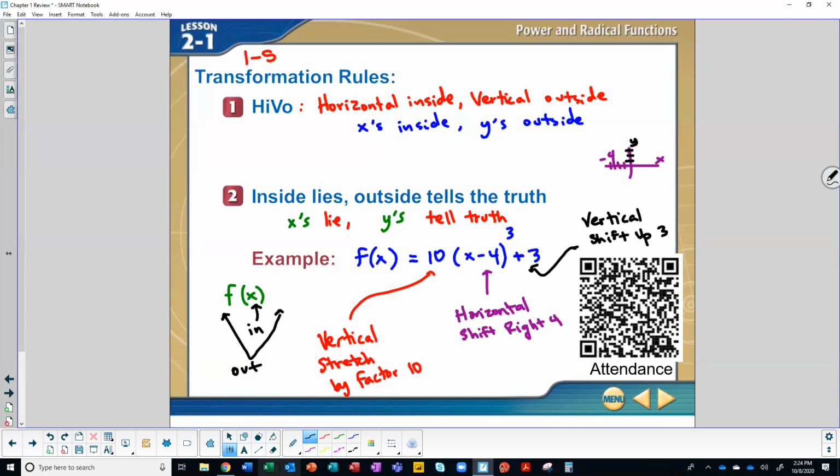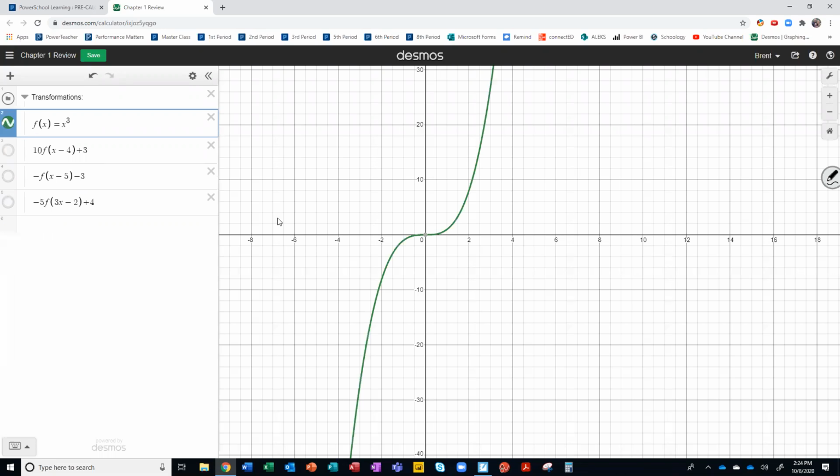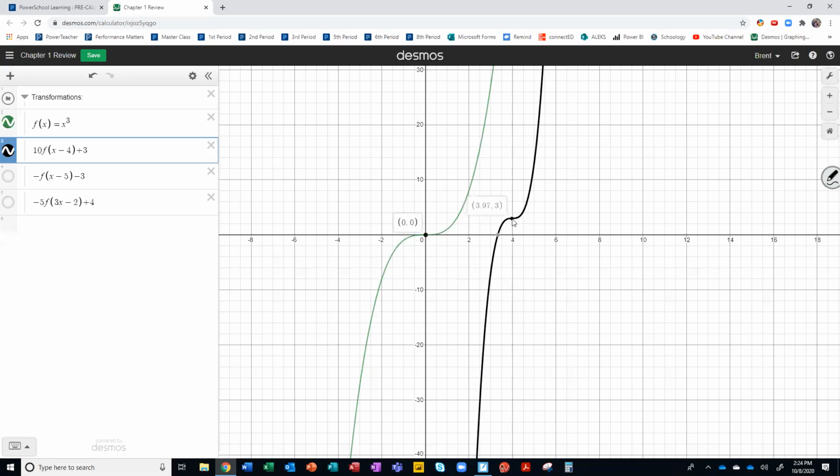Now let's look at the graph. I have this graphed already. And so for this first graph here, take this away. I no longer need that. So now, that's what a cubed graph normally looks like. We said it should go right 4, up 3, and be stretched vertically. And so there it is. This graph, if you notice from vertex or from center to center, this one is shifted right 4. If I can't seem to find it, there it is, up 3, and it's vertically stretched.